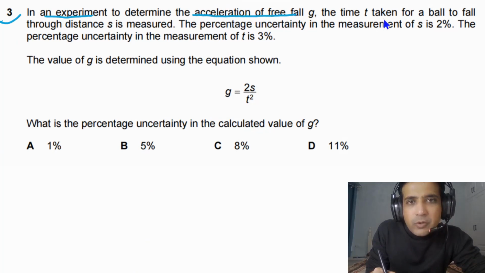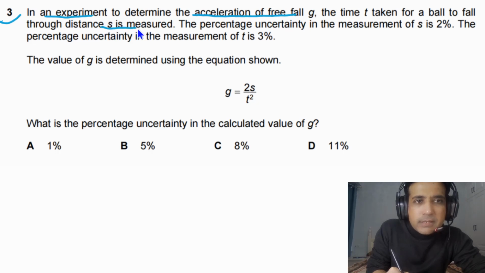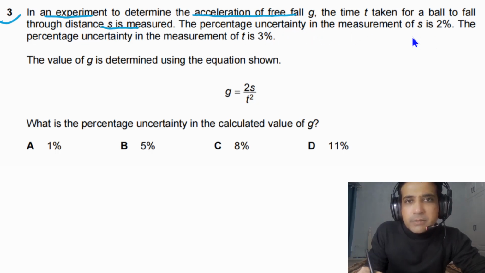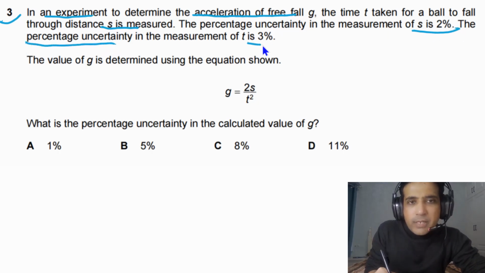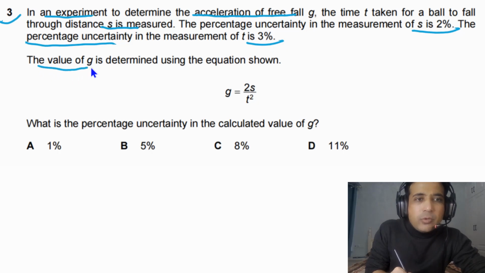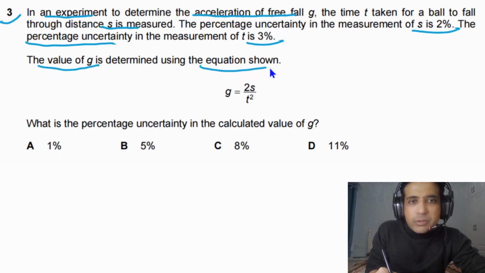For our third question, it is given to us that in an experiment to determine the acceleration of free fall g, the time taken for a ball to fall through a distance s is measured. The percentage uncertainty in the measurement of s is 2% and the percentage uncertainty in the measurement of time is 3%. The value of g is determined using the equation shown. So we can use this equation and calculate the value of g.